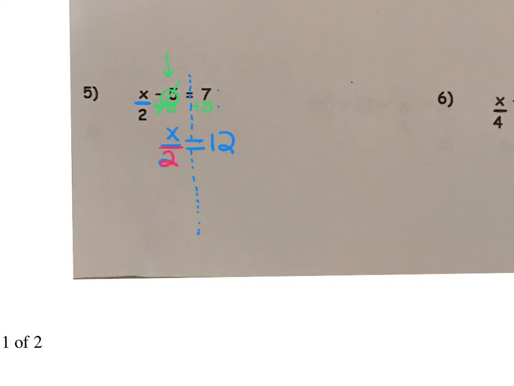2. We need to multiply both sides by 2. In this case, since this is a fraction on the left side, we're going to multiply by the fraction version of 2. But on the right side, a simple 2 will do. We reduce and eliminate. We are left with x, and 12 times 2 on the right gives us a value of 24. X equals 24.